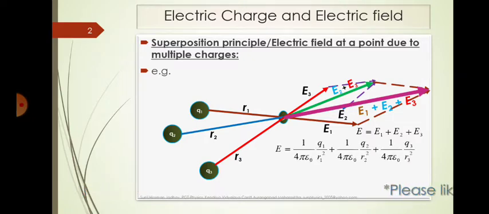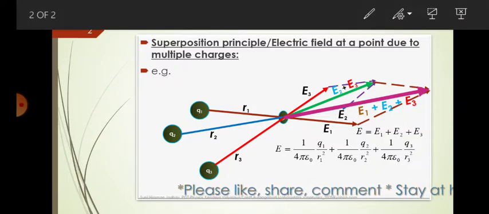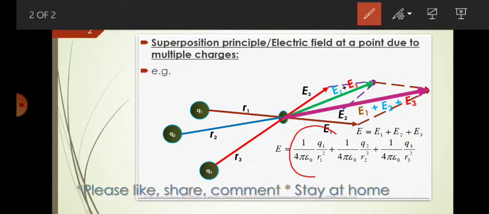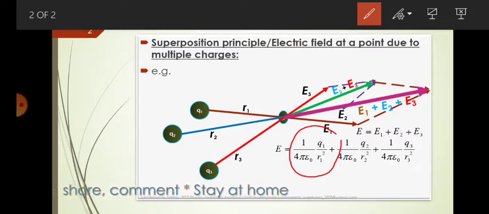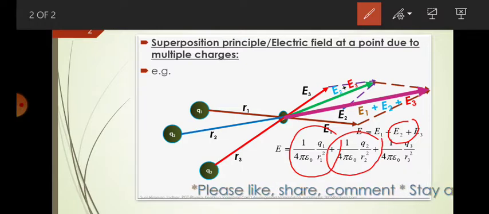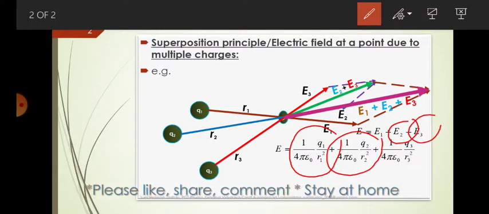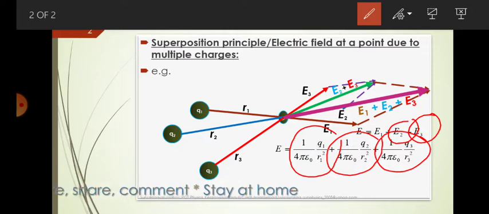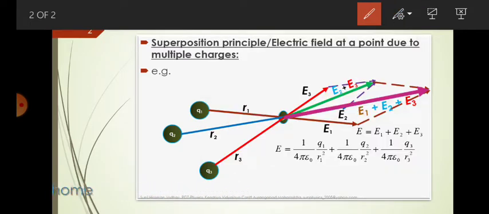If we put in the values, the electric field E1 is given by 1 upon 4 pi epsilon 0 times Q1 upon R1 square, taking the charges to be in free space. Similarly for E2, we can write 1 upon 4 pi epsilon 0 Q2 upon R2 square. Similarly for E3, we can write 1 upon 4 pi epsilon 0 Q3 upon R3 square. So in this way we can add the vectors, right?